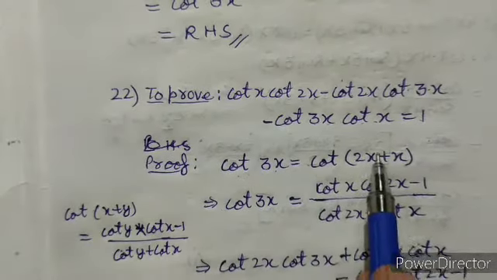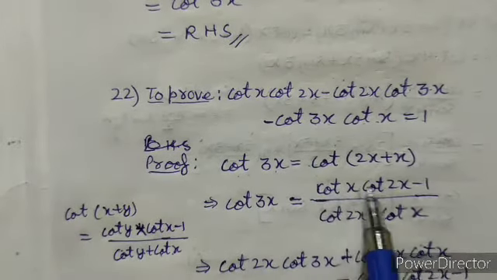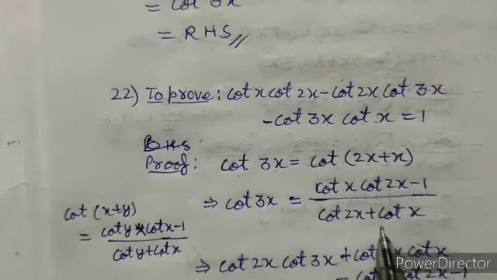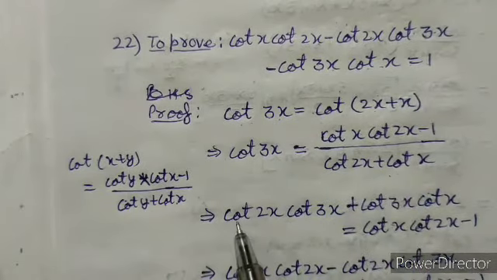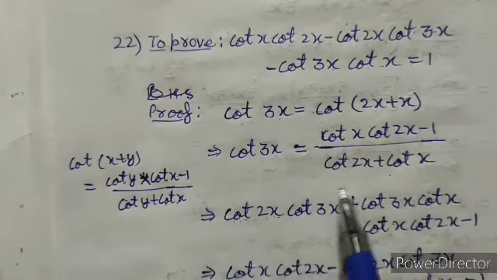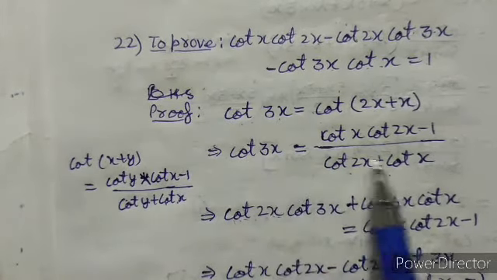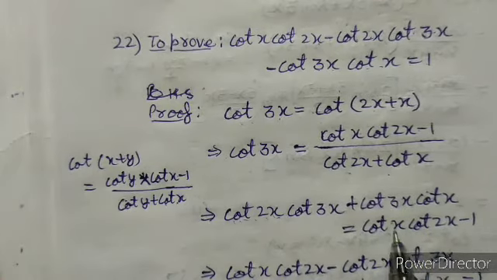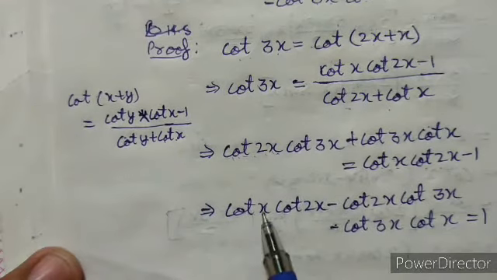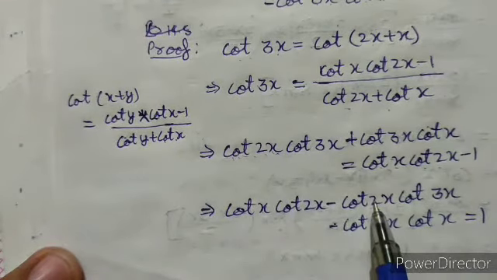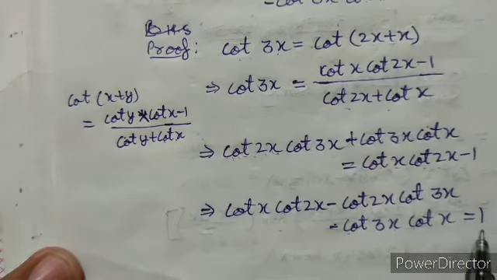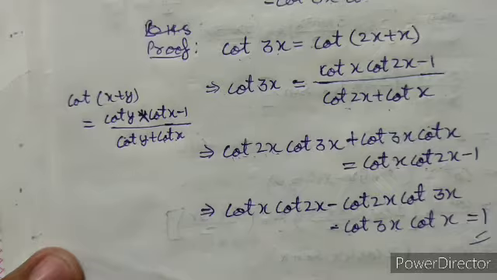So cot (2x plus x) will be equal to (cot x cot 2x minus 1) upon (cot 2x plus cot x), which on cross multiplication with cot 3x will give us cot 2x cot 3x plus cot 3x cot x equal to cot x cot 2x minus 1, which will be equal to cot x cot 2x minus cot 2x cot 3x minus cot 3x cot x equal to 1, which we have to prove.